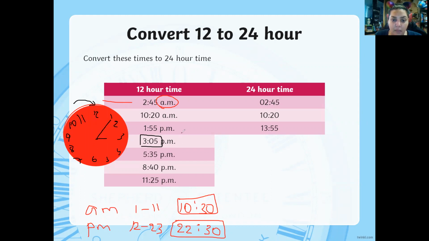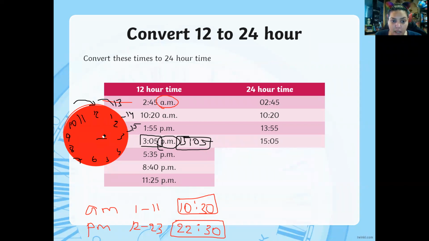5 minutes past 3, but they're telling us PM. Now I know if I continue this, this is 12, 13, 14, 15. So I think it will become 15:05, because it's PM, it's in the afternoon. Let's see if I was right or wrong. I don't know. Cool, I was right. Okay, let's see the next one.